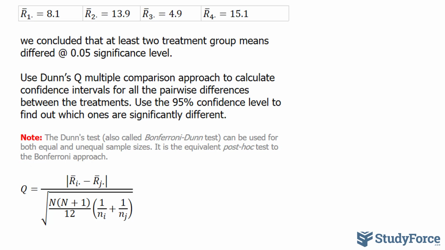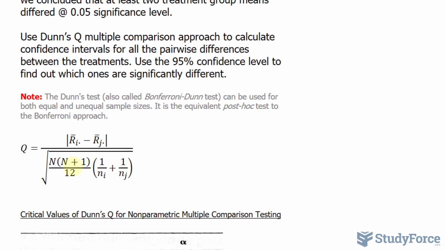So we've already rejected the null hypothesis in favor of the alternative hypothesis, but now we want to know which of these treatments are in fact different from one another. Now before we do any of that, Dunn's test can be used for both equal and unequal sample sizes. If you look at the formula carefully, you'll notice that there is a capital N and a little n. Capital N represents the total number of observations, whereas little n represents the observations per treatment. In addition, it is the equivalent post-hoc test to the Bonferroni method, and we've done that in a previous lesson. So feel free to compare that afterwards.